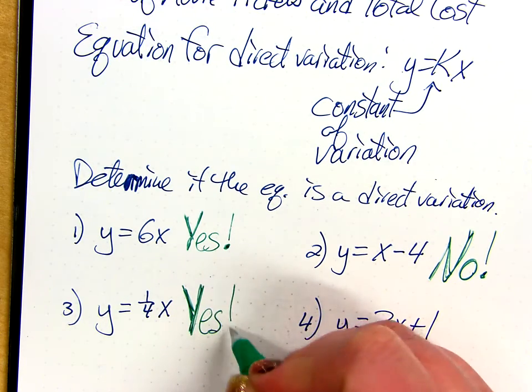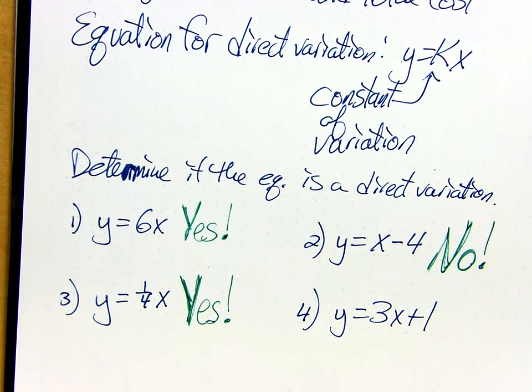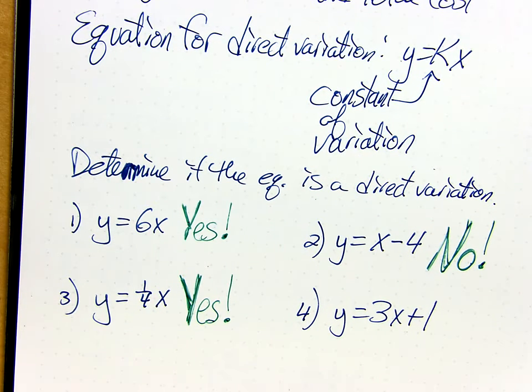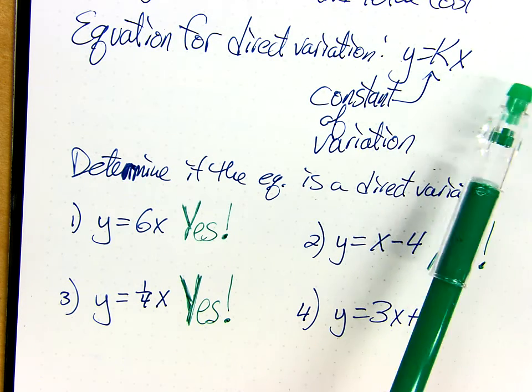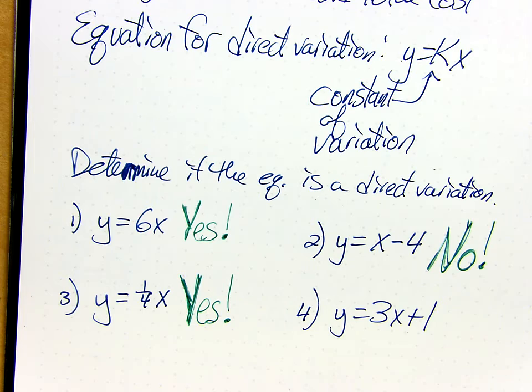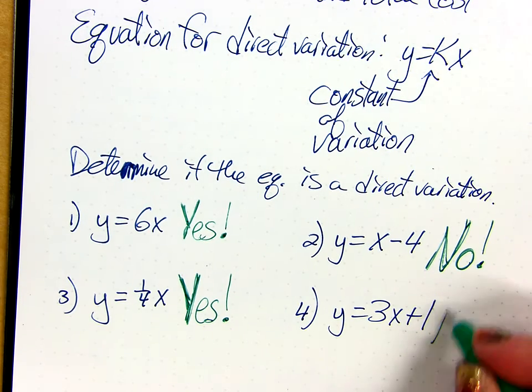And the last one. You're confident here. I'm going to give you some tougher ones in a second. But he is right. This is a no. Even though it is y equals some number times x, you have this plus 1 here. And that doesn't fit the equation that I had here. I can't have plus or minus some other thing. So that is going to be a no.